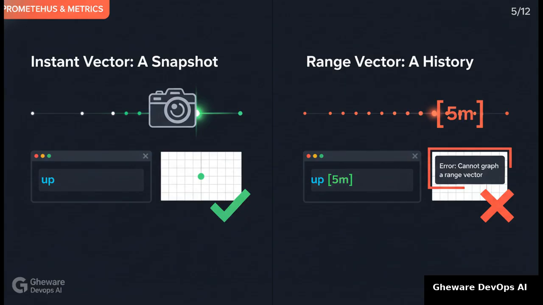A range vector, though, that's more like a video clip. It's a whole history of values over a period of time, like up[5m]. And here's the key. You can't graph it directly. We'll see why in just a second.